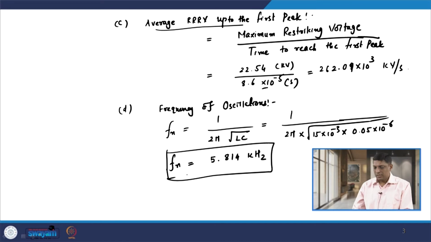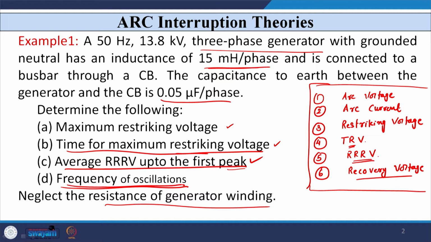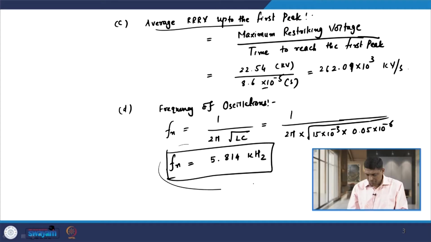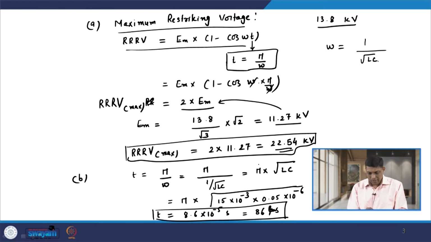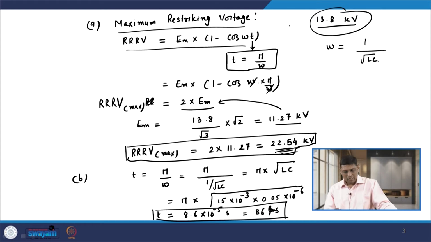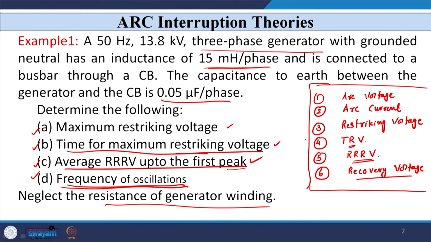So, we have solved all the 4 parts. If you observe these values, you can see that the frequency of oscillations is very high, in terms of kilohertz, and the RRRV is also very high, 22 kV for a 13.8 kV generator. Whatever breaker you have connected, the RRRV imposed is 22.54 kV. With this example, let us further proceed and discuss the arc interruption theories.